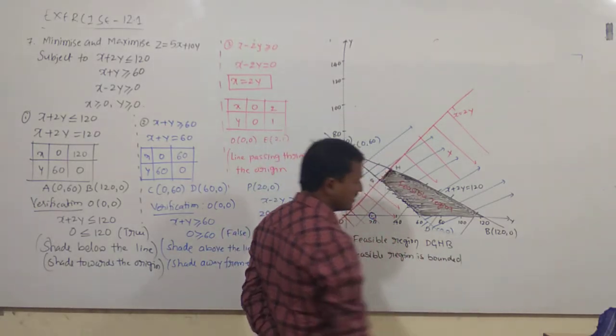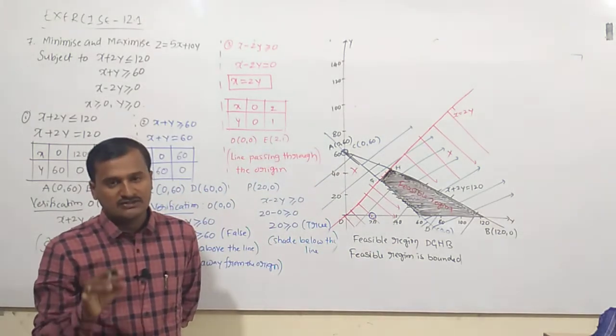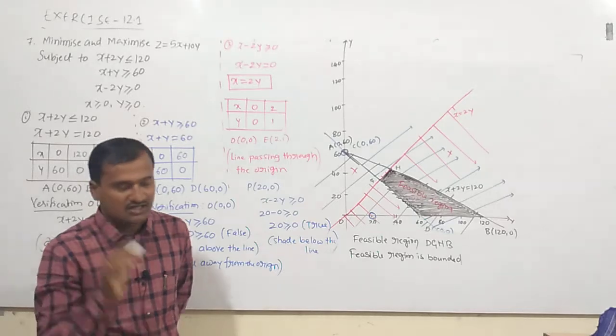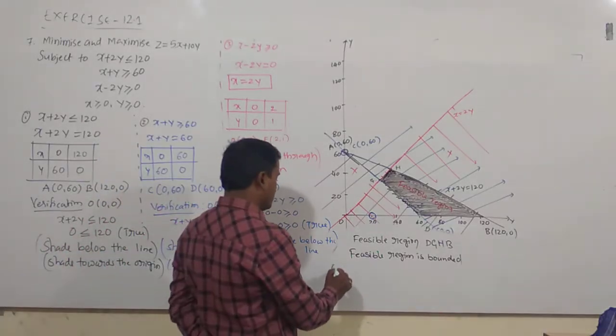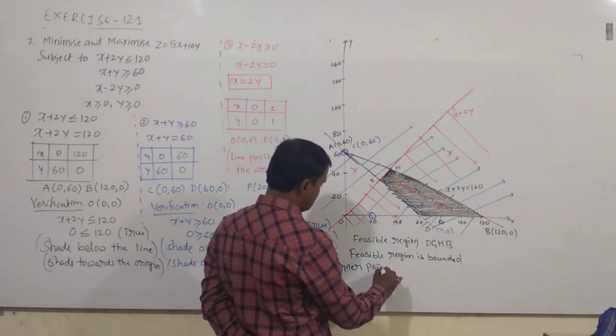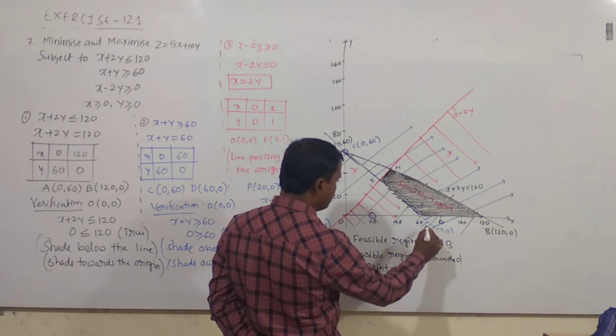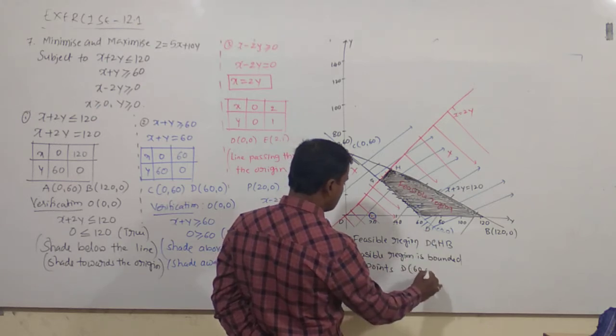You already know that the feasible region is bounded, then the solution always exists at a corner point. So therefore, we write the corner points. What are the corner points of the feasible region? The corner points are D of 60, 0.